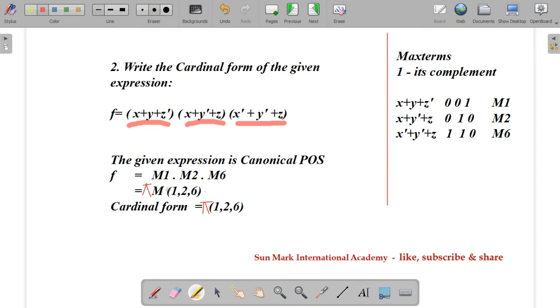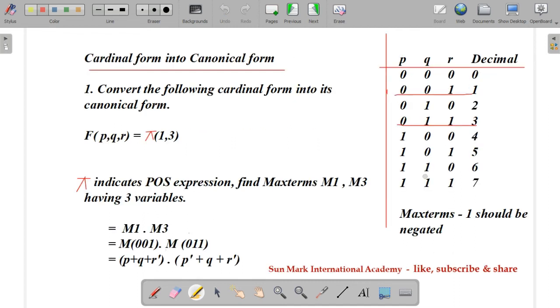For POS, the cardinal form is written with pi. So pi M of 1, 2, 6. That is the cardinal form we can write as pi of 1, 2, 6. So in this example we discussed the POS. The previous one we discussed the SOP, how to convert the canonical POS or SOP into cardinal. Cardinal means fully based on the numbers. Next is the cardinal form into canonical form.